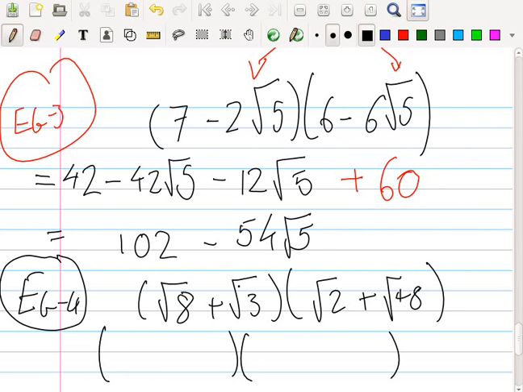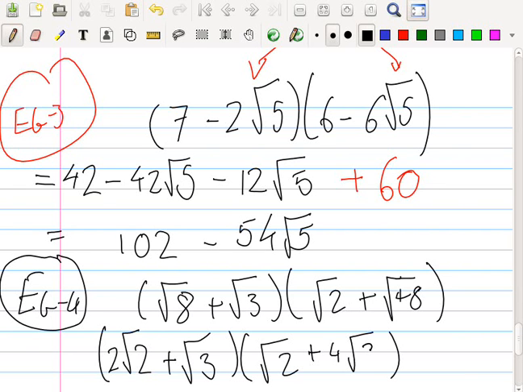No. Simplify first. So root 8 would be 2 root 2, I believe. Yes. Root 3 is root 3. Root 2 is root 2. And root 48, what's that? 4 times 12, which is 4 root 3. Come on, you all have calculators in front of you. Don't make your teacher do all the work. So what's root 48? 4 root 3.